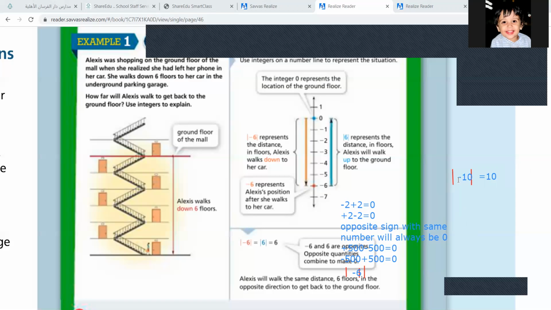Because minus and plus, see, minus 10, when it is in the bar, becomes positive. Like they said, minus 6 represents Alexis's position, and this bar represents the distance in floors Alexis walked down to the ground. It shows how it goes down to the ground.